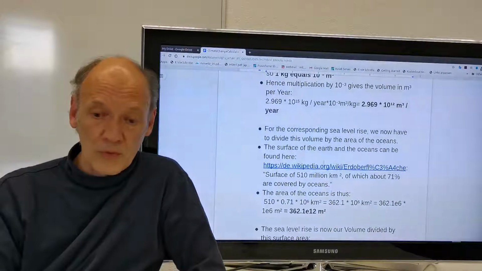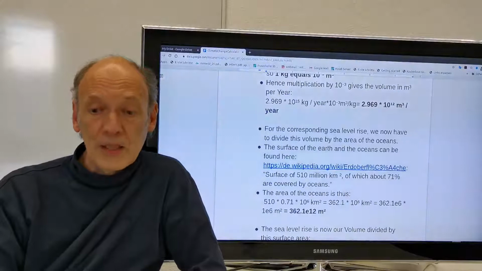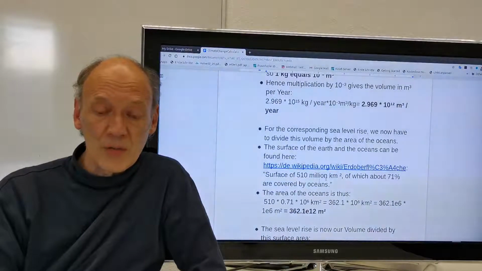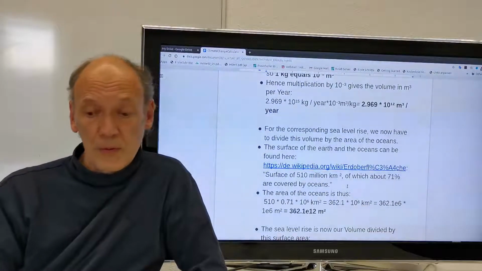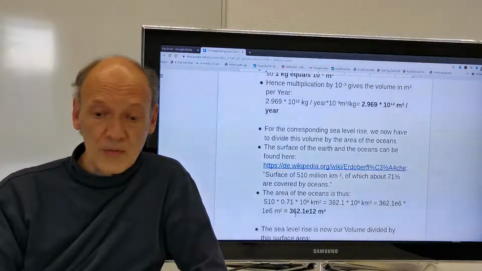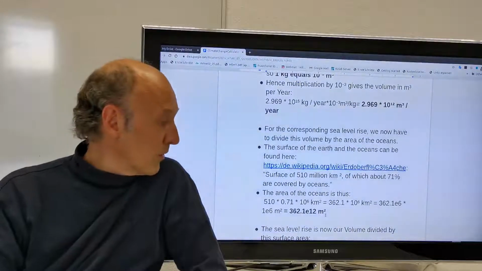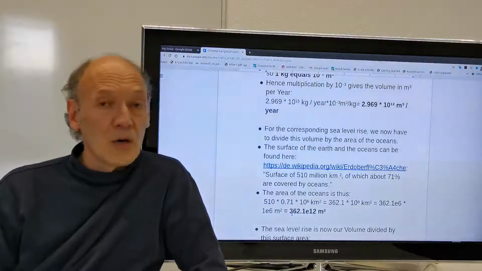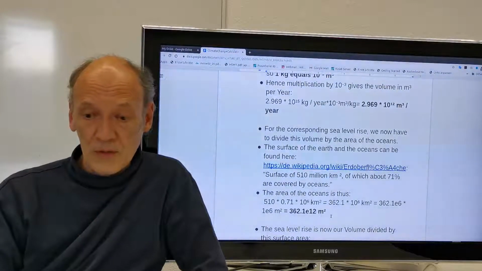surface of the Earth. Again I took the German Wikipedia site because it has the numbers I was looking for. Here we have the surface area of 510 million square kilometers, and 75% of it is covered by oceans. And that means we have the area of the oceans as 362 times 10 to the 12th square meters. So this is now our desired surface area, again with the right unit in square meters.